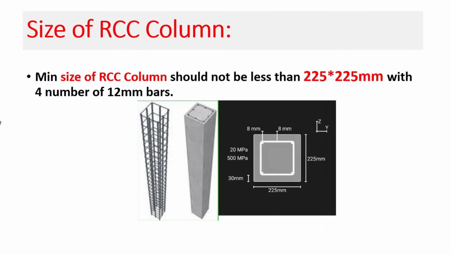The next one is about the size of an RCC column. When we select a column on a trial basis, we should choose a column not less than 225 millimeter square. It should be a square column, and as we mentioned earlier, the minimum number of bars should be 4, and they should be 12 mm bars. So this is the minimum size and number of bars for an RCC column.